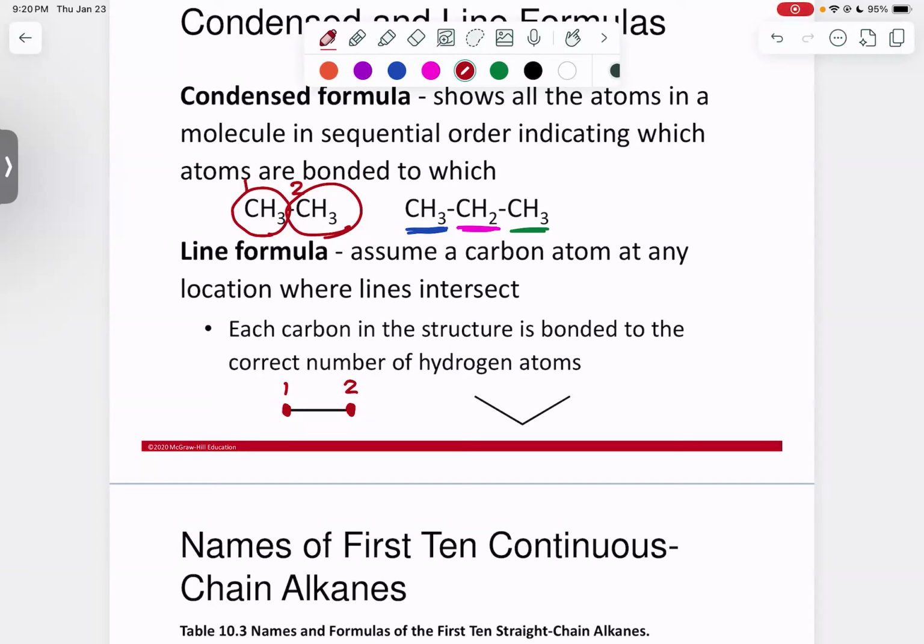All hydrogens are understood. So you don't draw hydrogens that are attached to carbons.